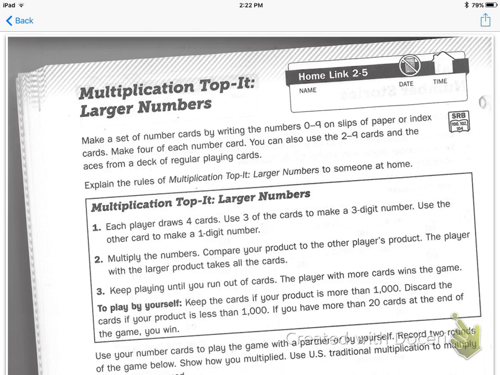Use your number cards to play the game with a partner or by yourself. Record 2 rounds of the game and how you multiplied. Use U.S. traditional multiplication to multiply. Those are our directions.